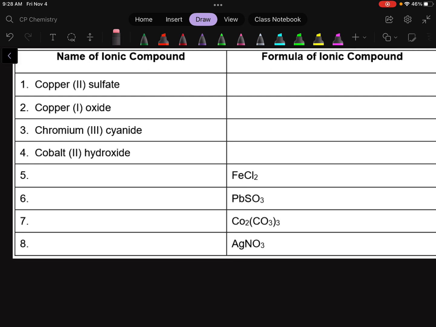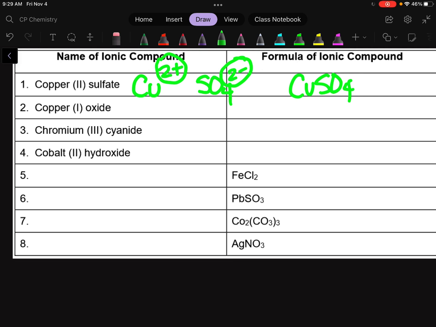So for number 1, copper 2 sulfate. All right, copper is Cu. The Roman numeral 2 behind it is the charge, so it's got a +2 charge. Sulfate is a polyatomic ion. It's SO4, and it has a -2 charge. We use the charges +2 and -2 to figure out how many of each of the coppers and how many of the sulfates we're going to need for this formula. Since they cancel each other out, we only need one of each. So it's CuSO4.